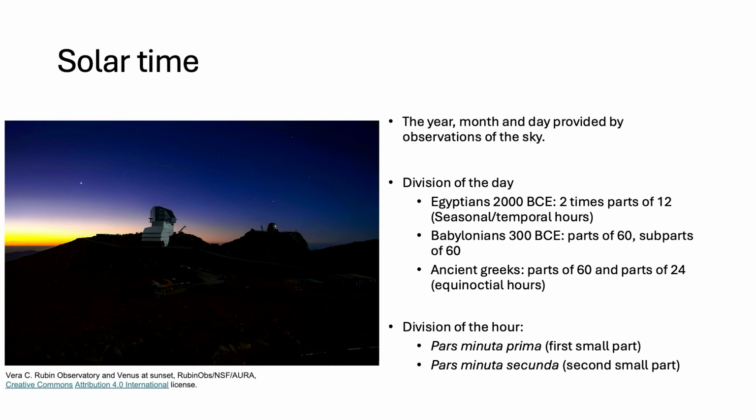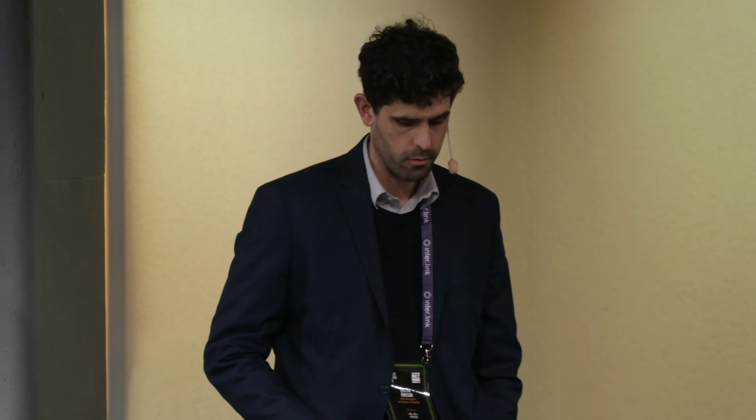Later, the Greeks also used the 60 parts and the 12 parts, but they divided the day into 24 equal length parts, so their hours were equally long throughout the year. In medieval Latin, these subdivisions were called the pars minuta prima and the pars minuta secunda, which is where we have the names for the parts, the minute and the second.